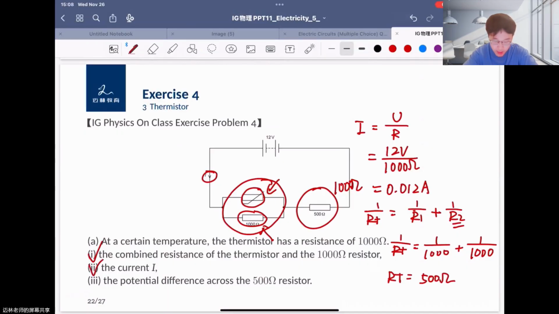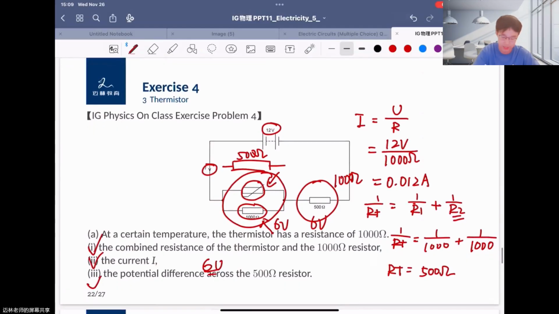The third question is the potential difference across the 500 ohm resistor. On the left it can be considered as one 500 ohm resistor, and on the right is also a 500 ohm resistor. They have the same resistance, so they divide the potential difference equally. The total potential difference is 12 volts, so the left is 6 volts and the right is also 6 volts. So the potential difference across the 500 ohm resistor is 6 volts. The final answer is 6 volts.